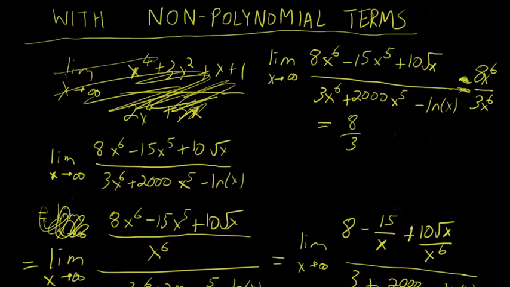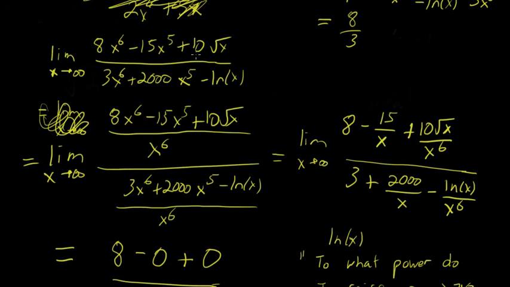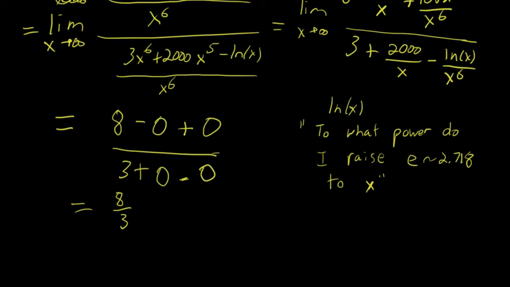But for those of you who weren't able to see that, we just divide both numerator and denominator by the highest power of x, which is x to the 6th. And then we'll see that all the other terms, besides what were originally the x to the 6th terms, drop to 0, and we're left with 8/3.